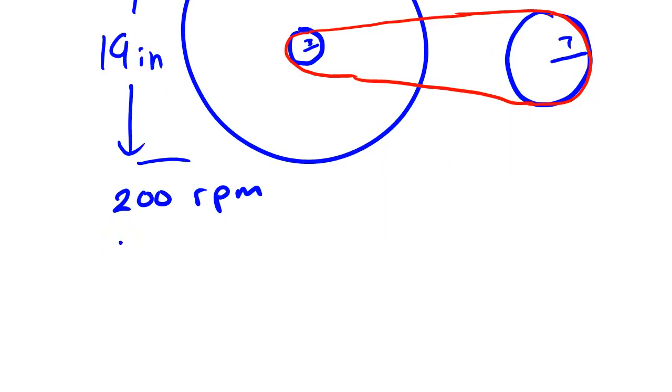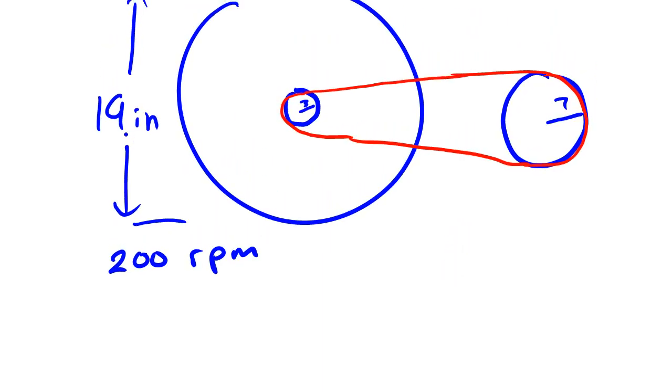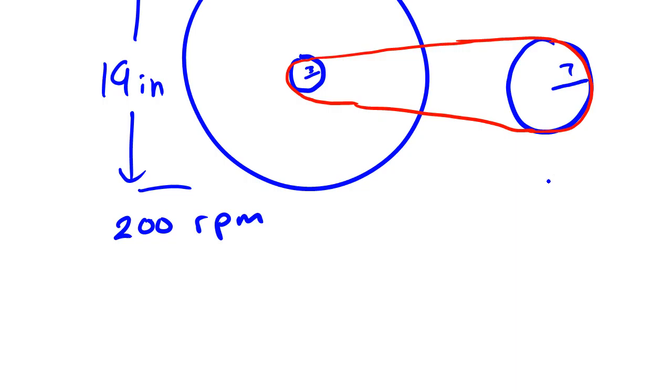First of all, the information they give me: a 19-inch diameter wheel, so the radius would be half of that. The back sprocket here is 3 inches in radius, and this one is 7 inches in radius. So what I know is that this sprocket is spinning at 200 rotations per minute. I want to convert that first to radians per minute.